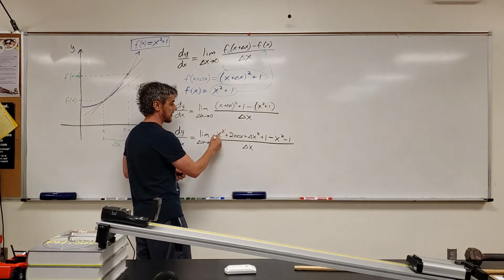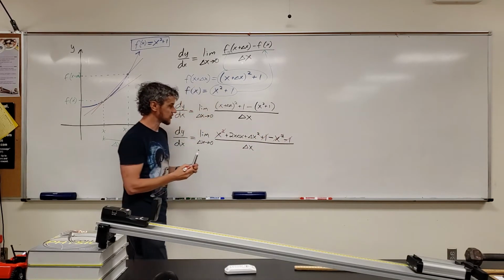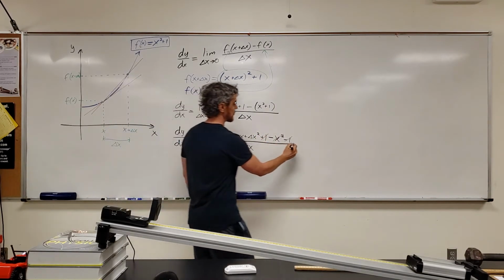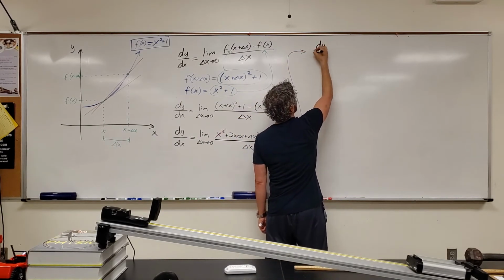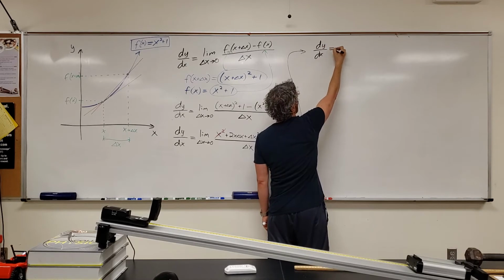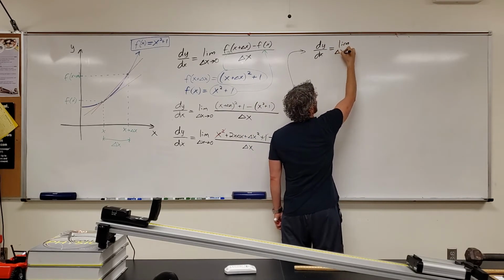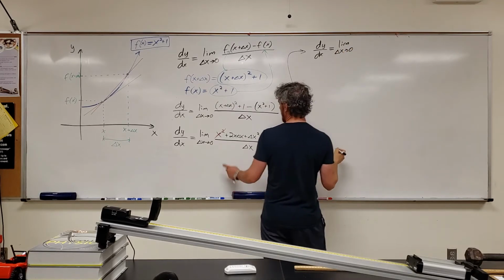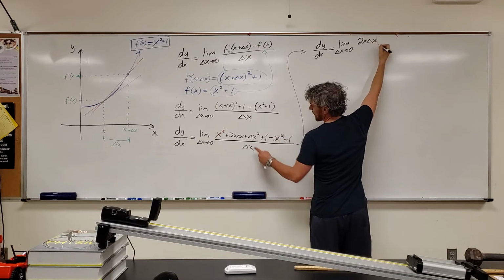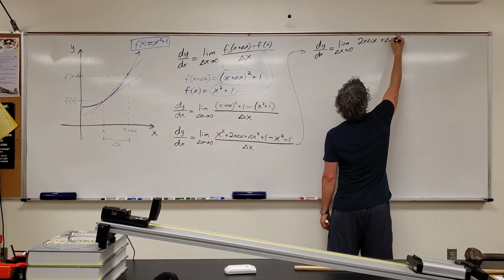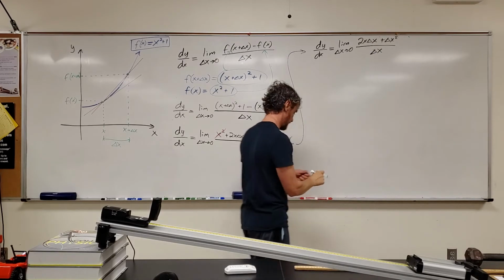I have an x squared, I have a minus x squared. I have a plus 1, I have a minus 1, so all those go away. So in my next step, I get that the derivative of this function with respect to x is equal to the limit as delta x approaches 0 of what I have left over, which is 2x delta x plus delta x squared all over delta x.